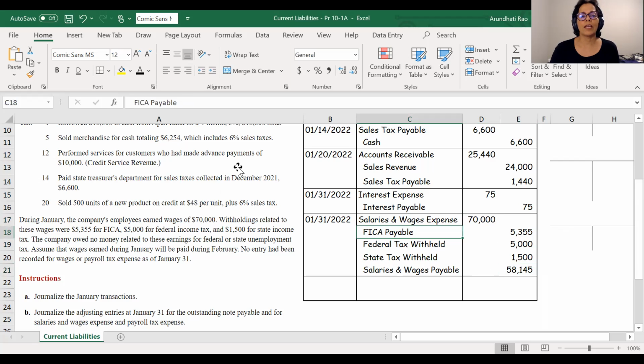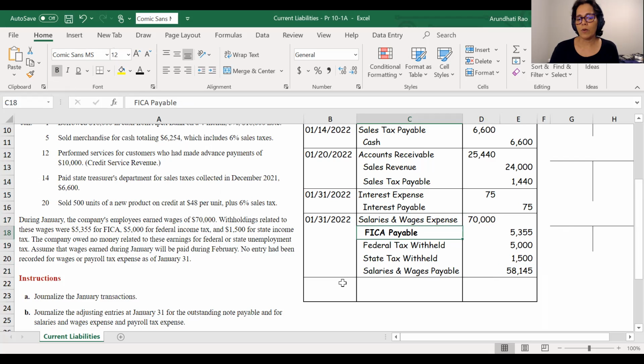Now, we need to keep note of this FICA tax payable. We all know the employer and the employee pay an equal amount. This $5,355, I need to pay it as well. Let's see what else is told over here.